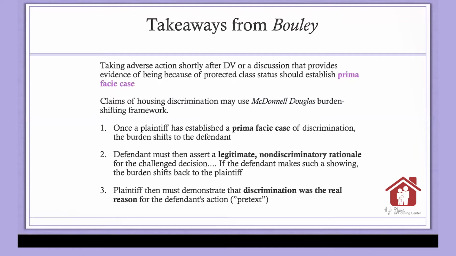If plaintiff has established a prima facie case of discrimination, the burden shifts to the defendant to assert a legitimate non-discriminatory rationale for the challenged decision. And if the defendant is able to do so, the burden shifts back to the plaintiff, who then must demonstrate that the discrimination was the real reason, that it was pretext. This alleged legitimate non-discriminatory rationale was just pretext for discrimination. And that's ultimately the plaintiff's burden of proving at trial.